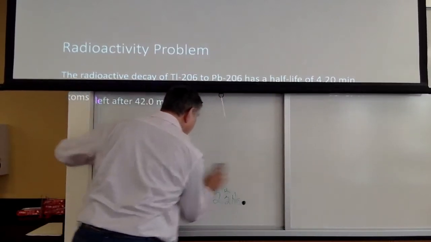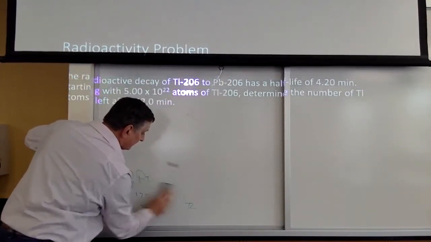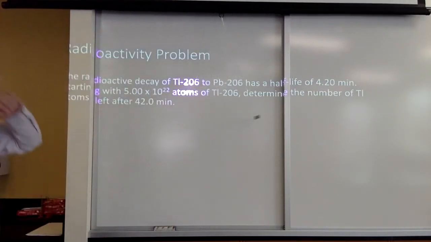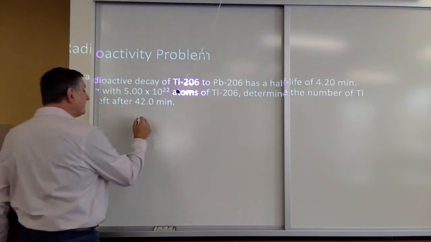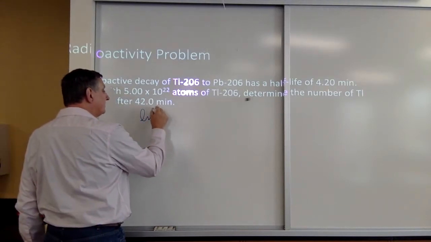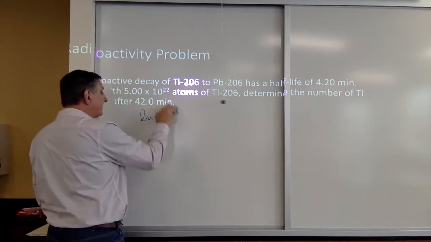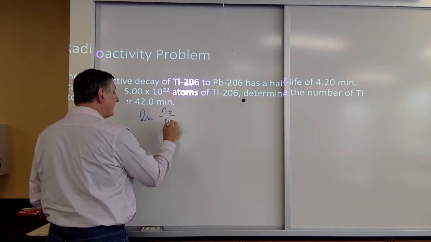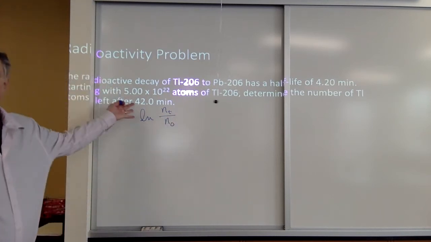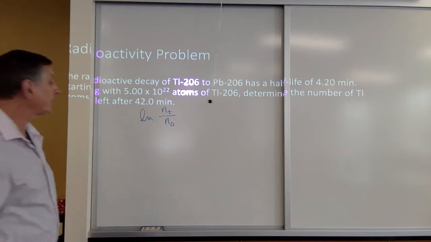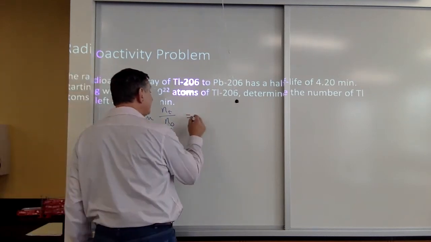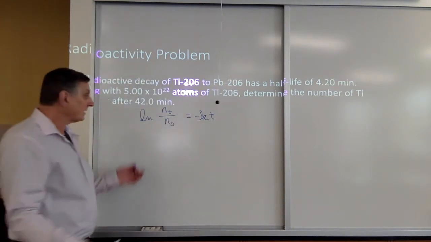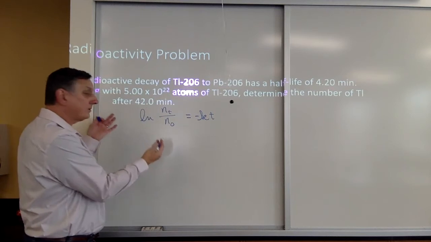All we do here is follow first order kinetics. We know that the natural log of the number of atoms at time t over the number of atoms at time 0 — we could use concentration, but we don't have concentration, we have numbers of atoms — so this ratio is equal to minus kt. This is the first order integrated rate law.